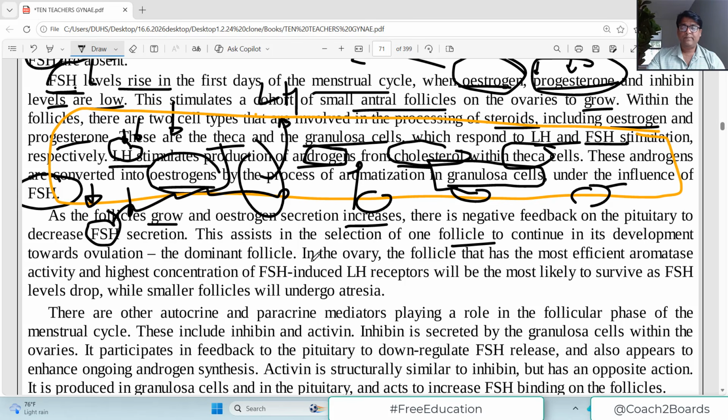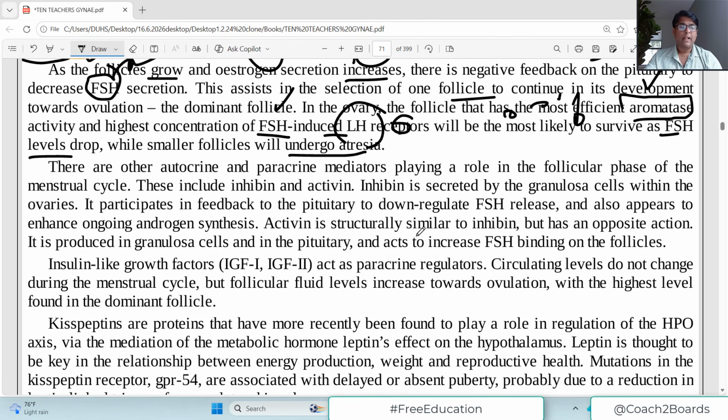Okay, in the ovary, the follicle that has the most efficient aromatase activity, because it is required for formation of estrogen, and the highest concentration of FSH induced receptors will be most likely to survive as FSH levels drop, while smaller follicles will undergo atresia. So the 2-4 follicles that start growing, they will all undergo atresia. The one which is the fittest will survive. And what is the definition of fittest here? It has the highest amount of aromatase and also the LH receptors, FSH induced obviously.